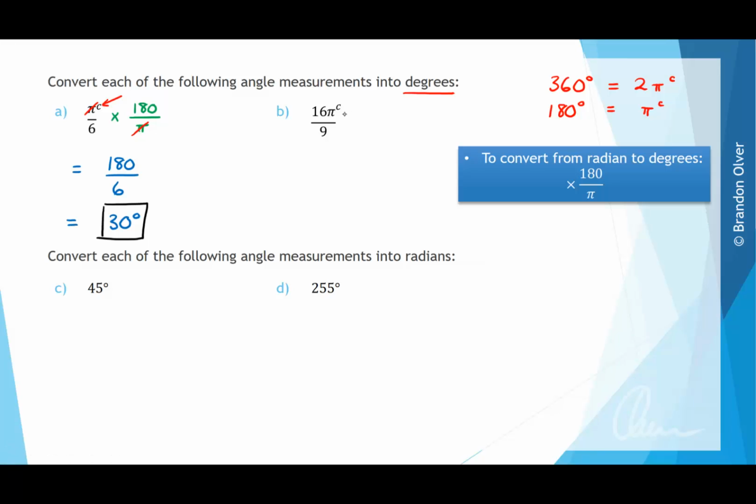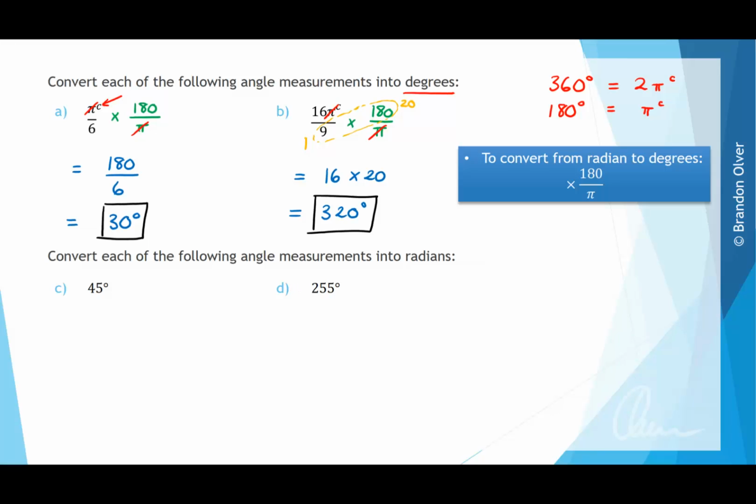For part B, we're going to do the same thing. We're going to convert from radians to degrees by multiplying by 180 divided by pi. Once again, we can cancel the factor of pi from the denominator and the numerator. And we can also examine the 9 and the 180, which are on the denominator and the numerator. So what we can do is identify that 9 is a factor of both of those. 9 goes into 9 once, and 9 goes into 180 20 times. So this means that when we go to evaluate it, we can just evaluate 16 times 20, and that is going to equal 320 degrees.